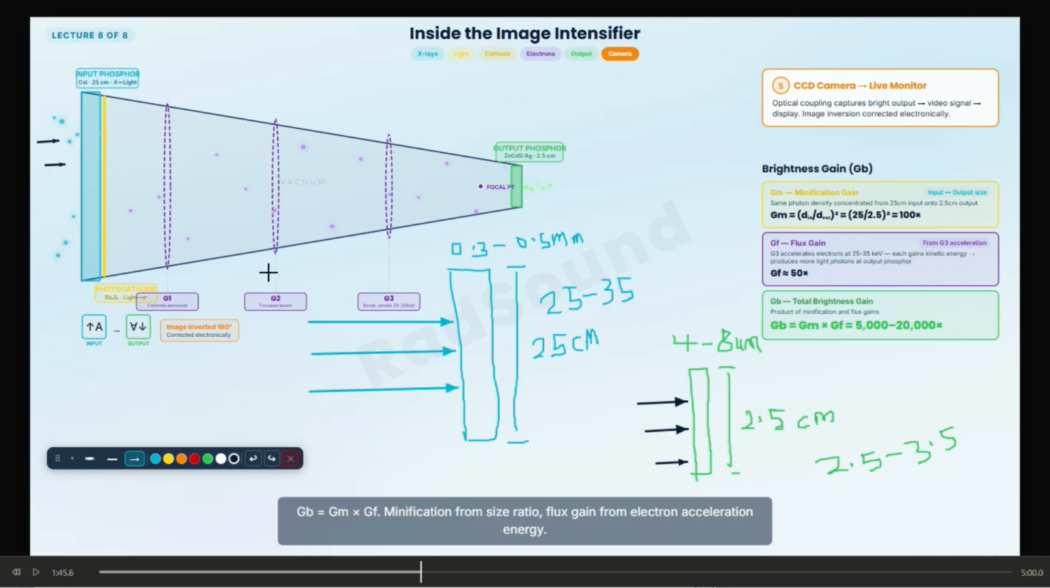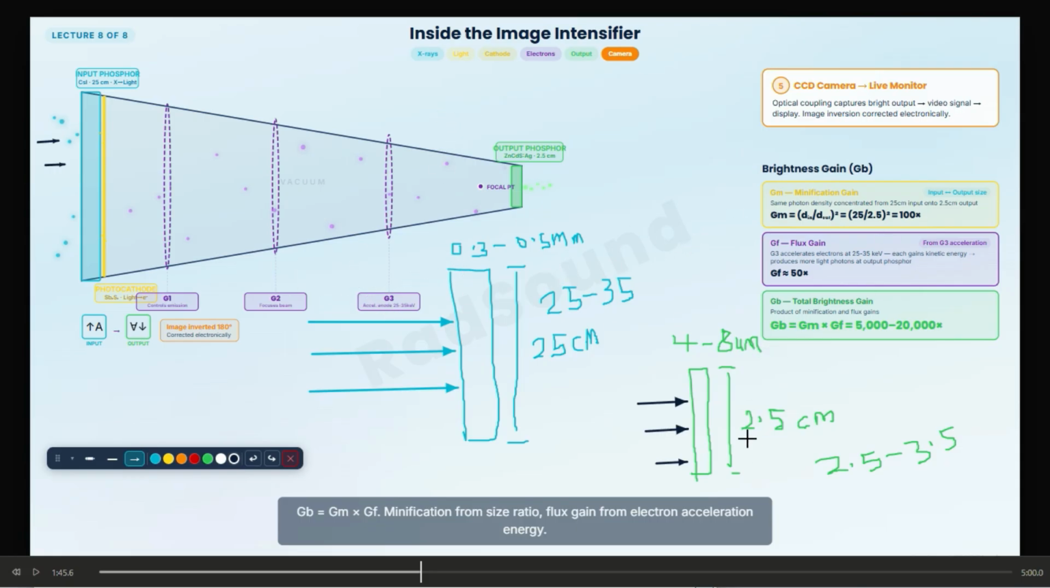Then the second electrode, which is G2, will focus them within the vacuum toward the output passport. Then the third one, which is the G3, will accelerate them toward the output passport. Then the output passport, which is made from zinc cadmium sulfide, will convert the electrons into light, and the light will be converted through a charge coupled device into the image. Remember, the image that will be formed is going to be flipped and inverted by 180 degrees, okay? And that flipped and inverted image will be corrected electronically.